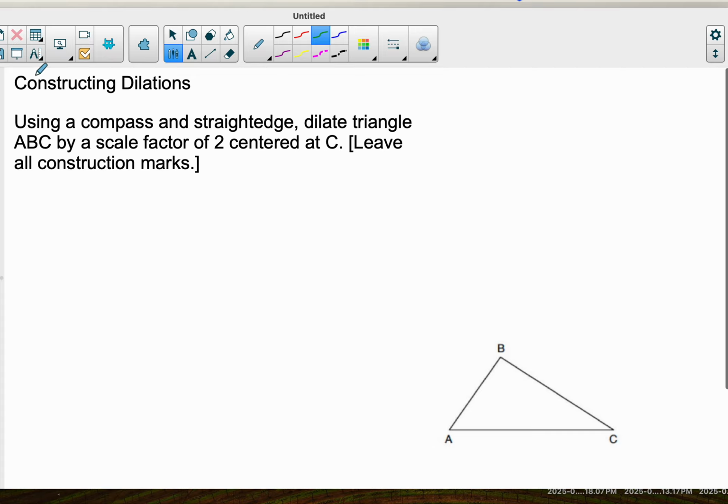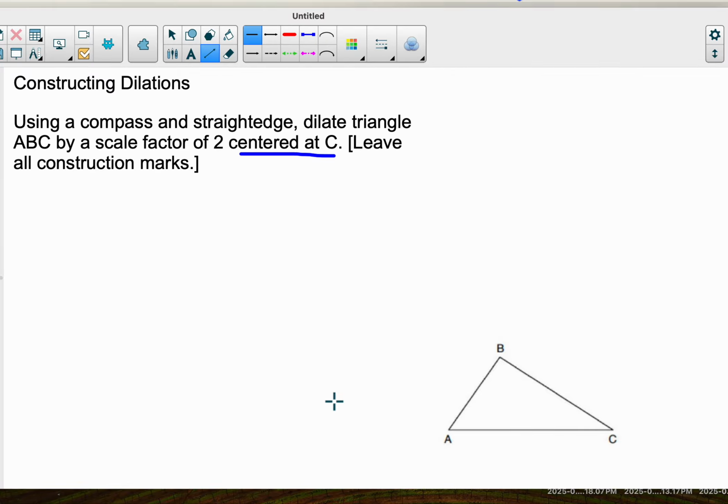Now we're going to talk about constructing dilations. What we're going to do is dilate this triangle centered at point C by a scale factor of 2. So we're going to make this triangle end up being double the size that it is right now. And since C is the center of dilation, C is not going to move. C is going to stay here. So all we really have to do is dilate points A and B.